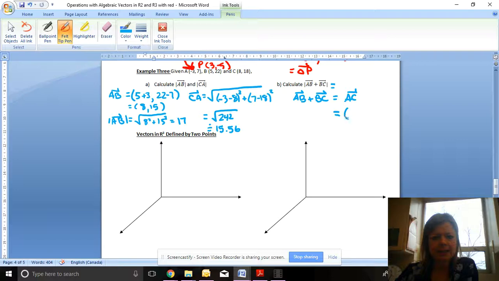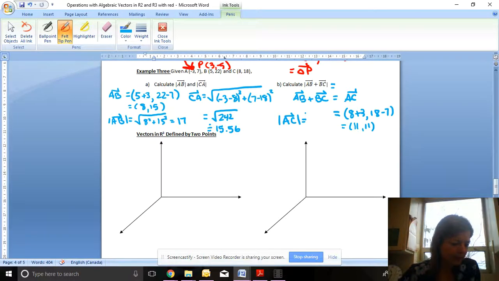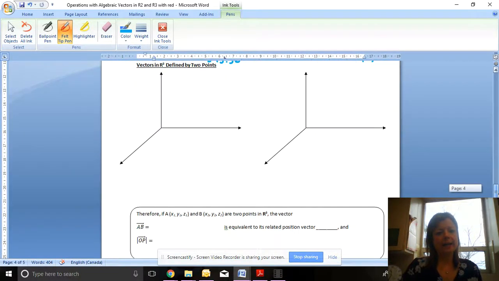So AC is equal to the coordinates of C, 8, minus the coordinates of A, so plus 3. And then 18 minus 7, so you get the coordinate 11, 11. The magnitude then of AC is root 242 as well when you put that in. Okay, so if you're going into R3, you're basically getting more of the same thing.